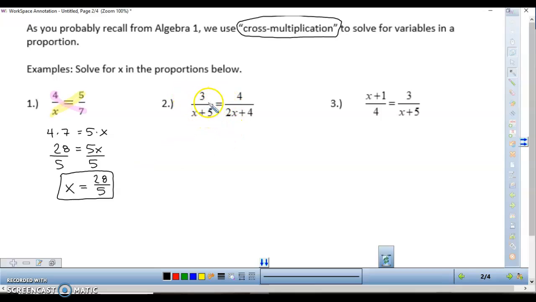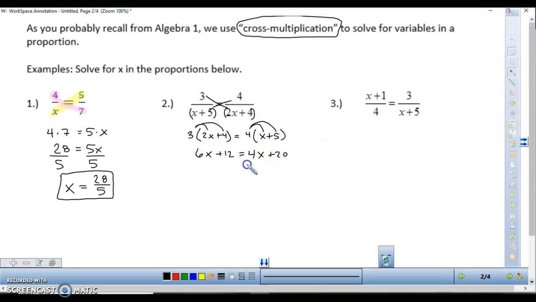All right, next, the second one. What we're going to do is cross multiplication again. The reason this example is here is just to show you that when you're doing a monomial times a binomial, it's really important that you use parentheses to make sure that you distribute. So when I cross multiply the 3 times the 2x plus 4 and the 4 times the x plus 5, I'm going to do so by using the distributive property. So I have 3 times (2x plus 4) is equal to 4 times (x plus 5). And now when I distribute, I get 6x plus 12 is equal to 4x plus 20.